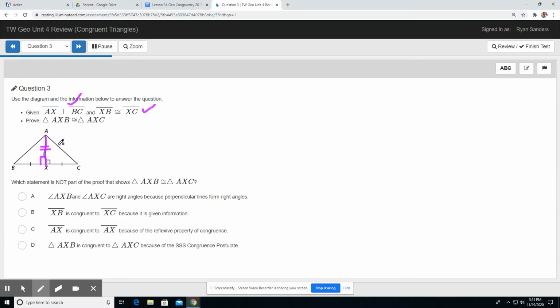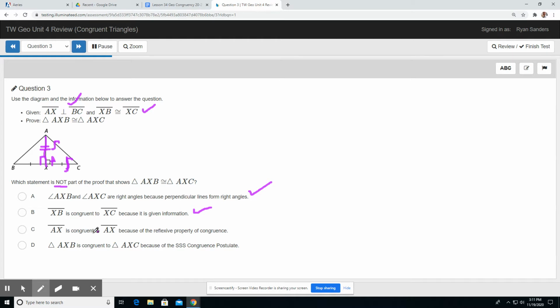So by side, angle, side. They match. Side, angle, side. All right. Which statement is not part of the proof? We're looking for which one's not it. Angles AXB and AXC are right angles because they're perpendicular lines. Nope, we need that one. So that one's okay. XB is congruent to XC because it's given. Yep.